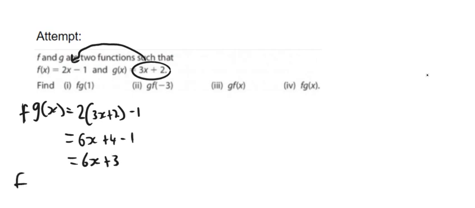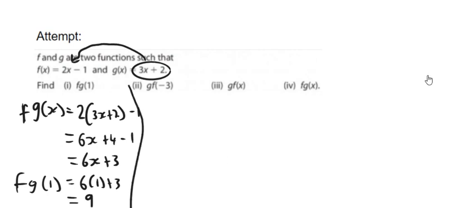And then obviously I have to get f of g of 1. So that's just putting a 1 in instead. So 6 times 1 plus 3. 6 times 1 is 6, plus 3 is 9. And we're done.